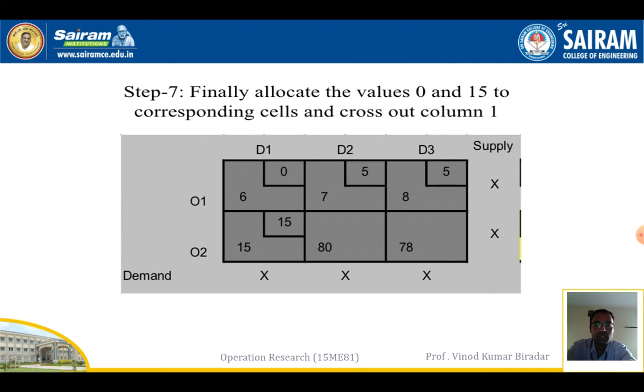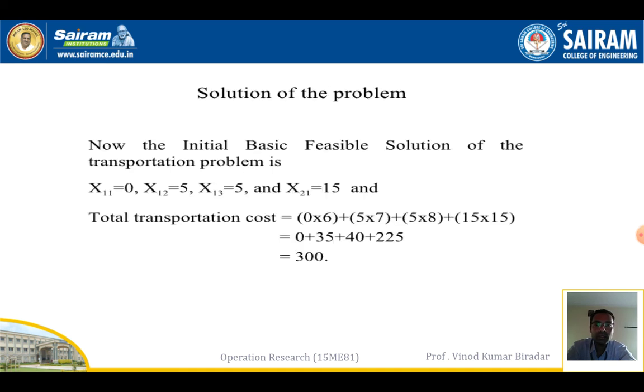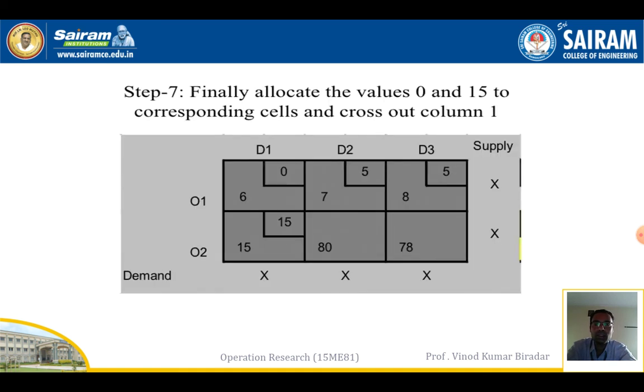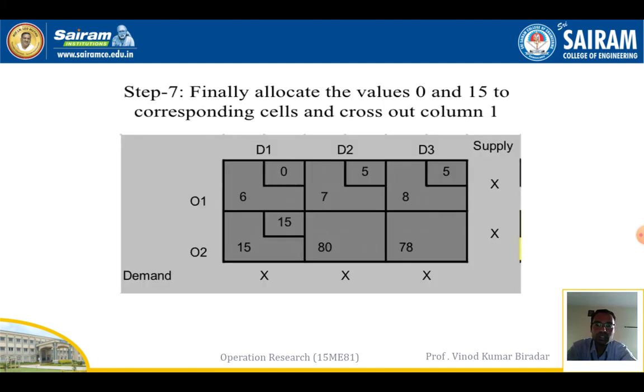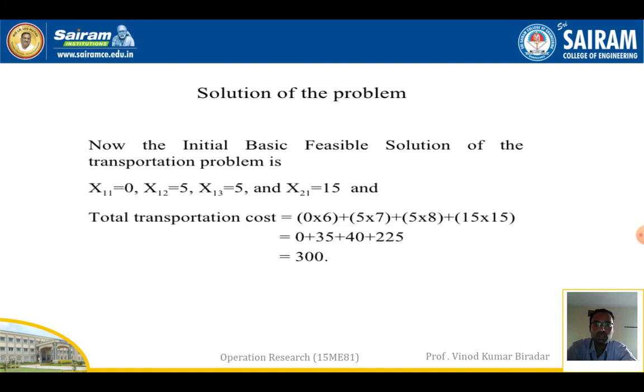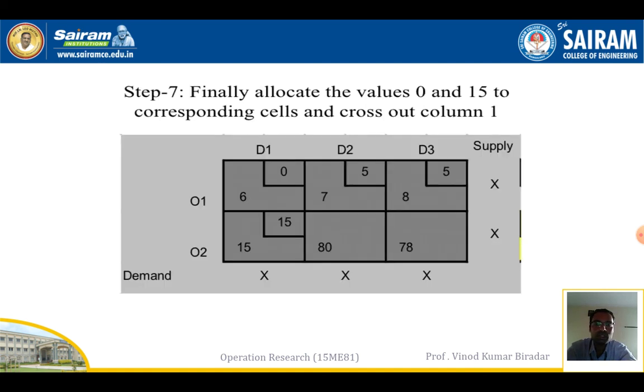Once all the demand values and supply values are deleted, then you need to calculate the basic feasible solution. The basic feasible solution is nothing but 0 into 6, 5 into 7, 5 into 8, 15 into 50. That is the basic feasible solution. So the total transportation cost is 6 into 0 plus 7 into 5 plus 8 into 5 plus 15 into 15. The basic feasible solutions are what you assigned, so here x11, x12, x13 and x21 is the basic feasible solution.